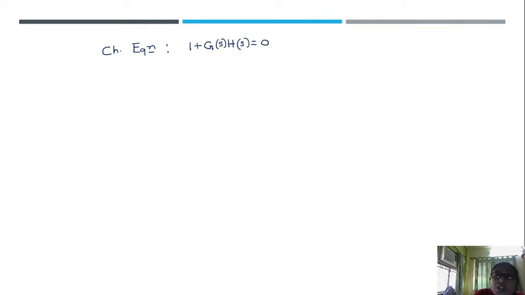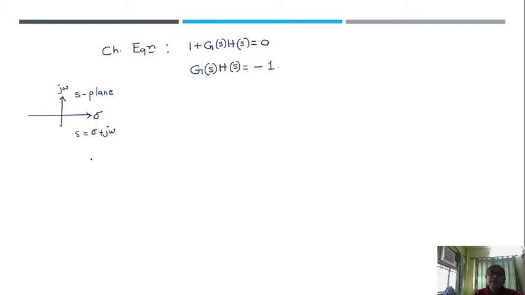Now what does this characteristic equation mean? This means G(s)H(s), that is the open loop transfer function, is equal to minus 1. Now, what is s? s is actually a complex quantity. The s-plane is a complex plane because it has a real part and an imaginary part. That means s is equal to sigma plus j omega. So s is a complex plane.